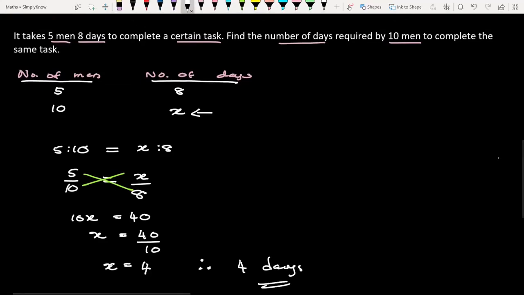Now, there are several ways to solve this problem. This is one of the methods. Let's say this is method 1. Now, I'm going to show you another method to solve this question. Let's call it method 2.